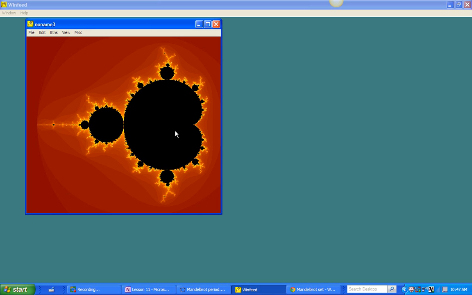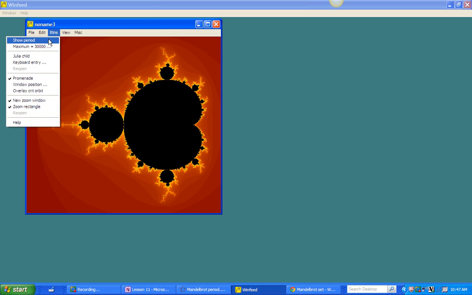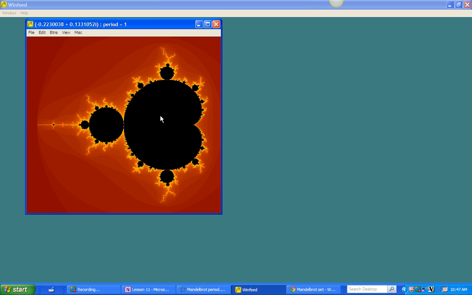The cardioid is very clear, as is this circle. You might recall this was the period 1 cardioid, because every point in this region eventually converges. This was the period 2 bulb, because every point in this region eventually becomes a 2-cycle. Period 3, eventual 3-cycles. Between period 2 and period 3, the one between them is period 5, because 3 plus 2 is 5. Between 2 and 5 is 7, because 2 plus 5 is 7.